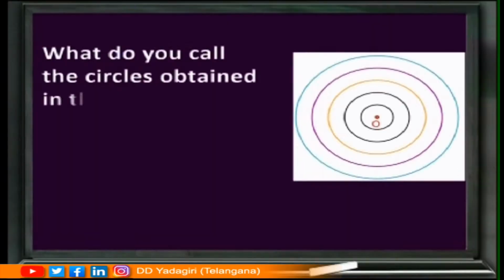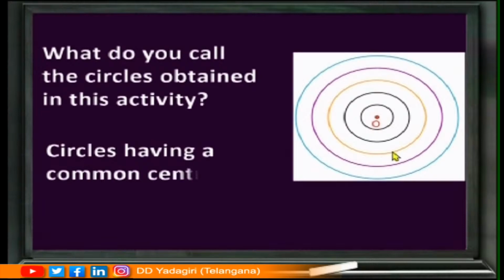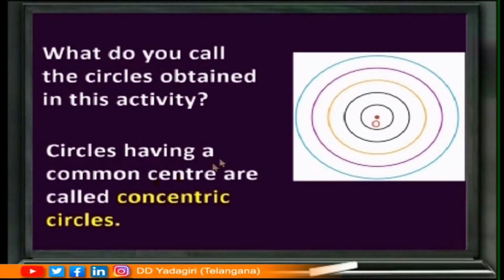What do you call the circles obtained in this activity? So we have drawn 5 circles with different radius and same center. So these circles are all called concentric circles. Circles having a common center are called concentric circles. That means 2 or more circles having the same center with different radii are called concentric circles.